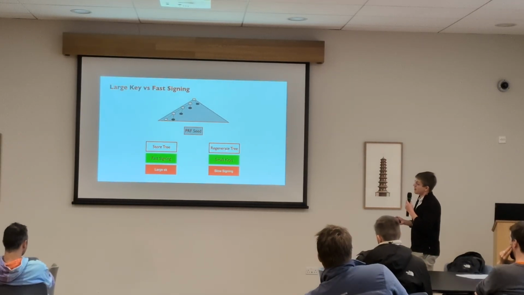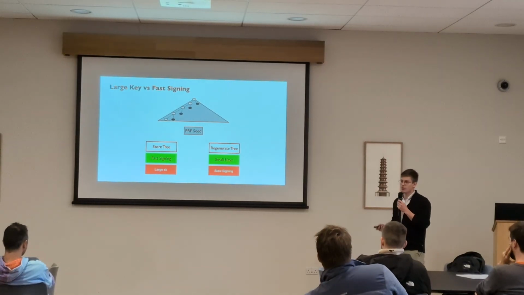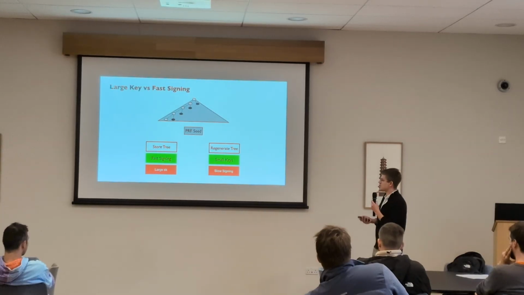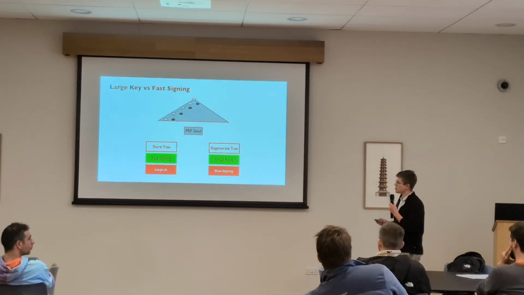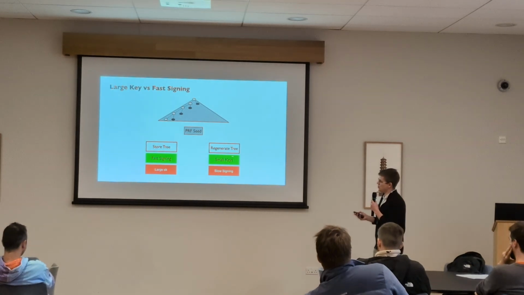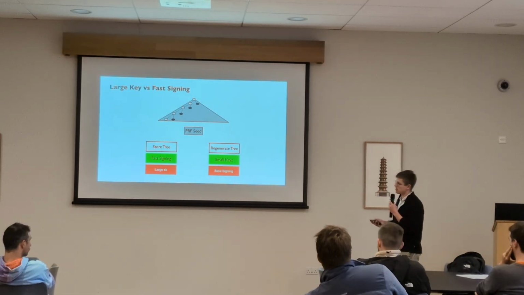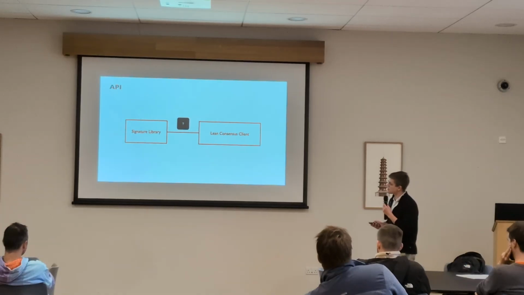The other option, or the other extreme, is to regenerate the tree when you are signing. This is extremely slow, but it would give you small keys. And now the question is, how do we balance between these two things? How do we make this flexible for the clients?